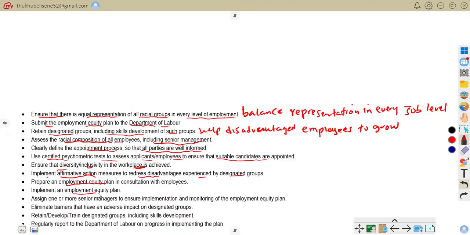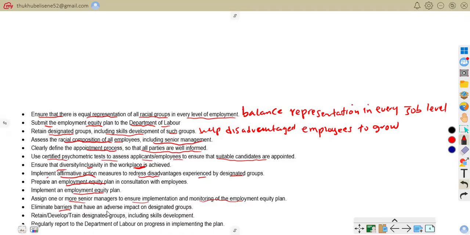Implement the employment equity plan. So it means carry out the strategies agreed on. Assign one or more senior managers to ensure implementation and monitoring of the employment equity plan. So here, leaders must oversee compliance. So that is why you are to assign senior managers to ensure implementation.